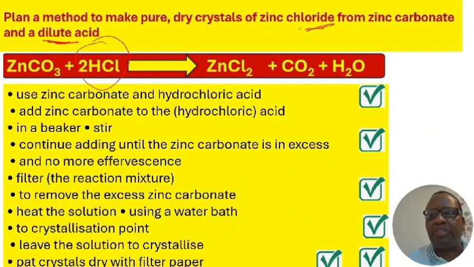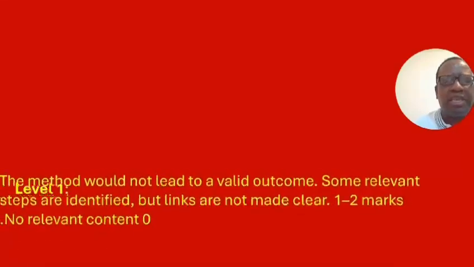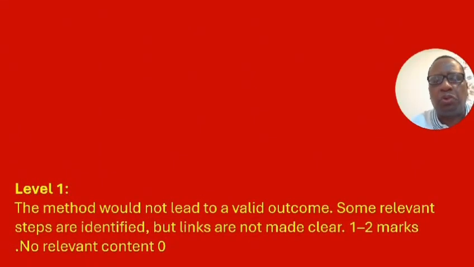Now then, there's an easier way of marking this question. Level 1. If you say a method that will not lead to an outcome, if you just say zinc carbonate plus acid, that is not going to give us the product that we want. You get 1 or 2 marks.